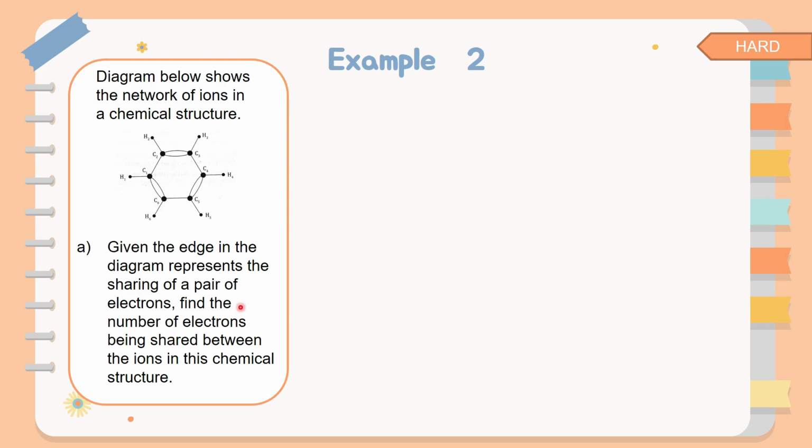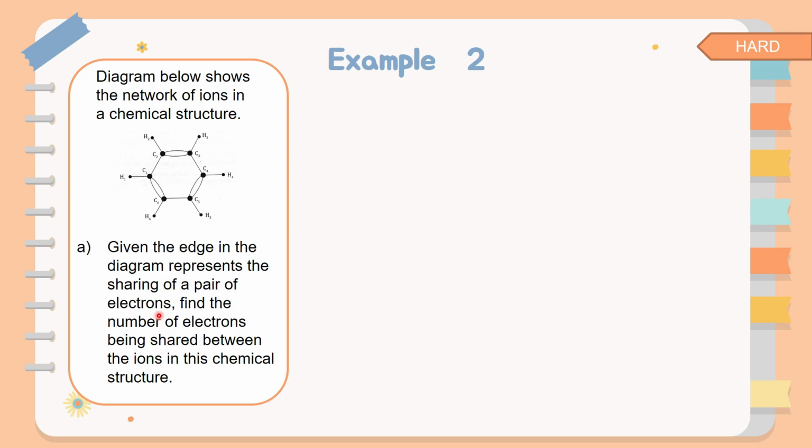Now the question says that given the edge in the diagram represents the sharing of a pair of electrons, find the number of electrons being shared between the ions in this chemical. It says that the edge, this line connecting these two vertices, which connects these two ions, is the sharing of a pair of electrons.